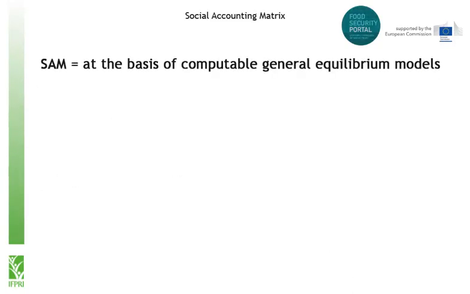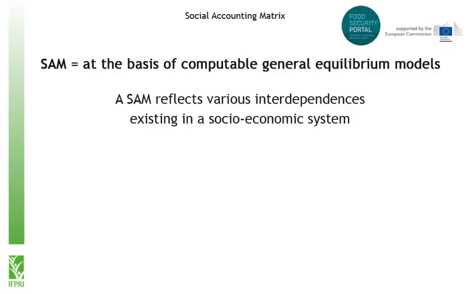So social accounting matrix is at the basis of a computable general equilibrium model. So you have to keep in mind that in fact the linkage between the social accounting matrix and the general equilibrium model is very strong. It reflects exactly the same reality, economic reality. And in particular, social accounting matrix reflects various interdependencies existing in a socio-economic system in the same way as a general equilibrium model reflects these interdependencies.